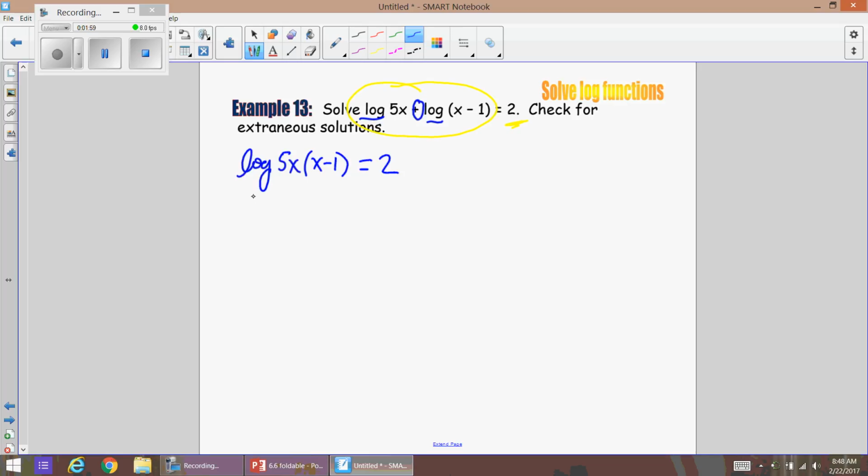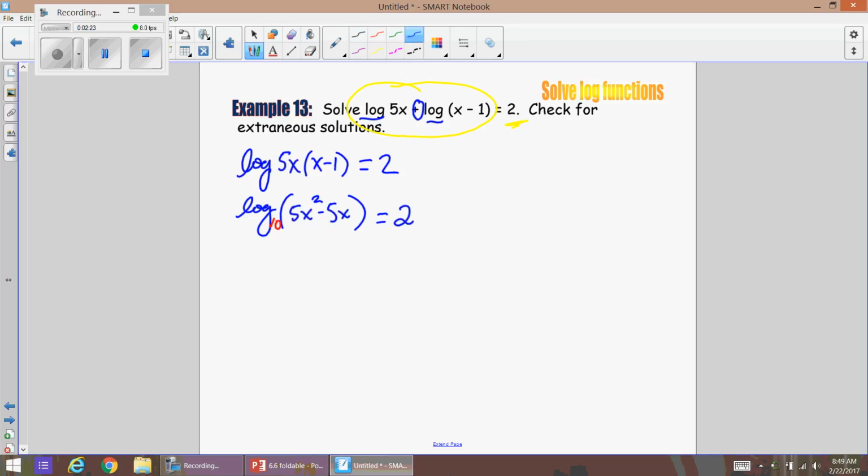Now we're going to need to distribute that. So this is the log of 5x squared minus 5x, and it is equal to 2. Now, keep in mind that log is an invisible base 10. And so now we're at yesterday. Here we are, we've arrived.